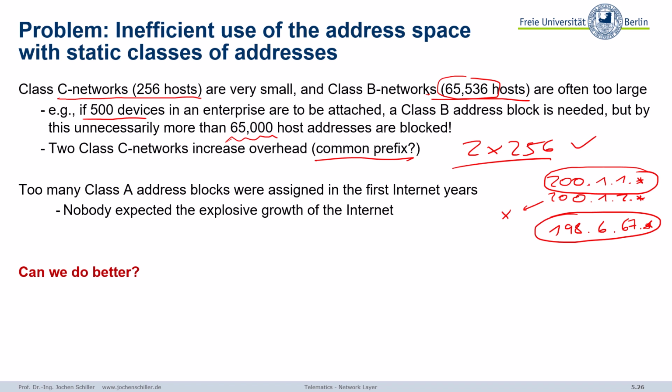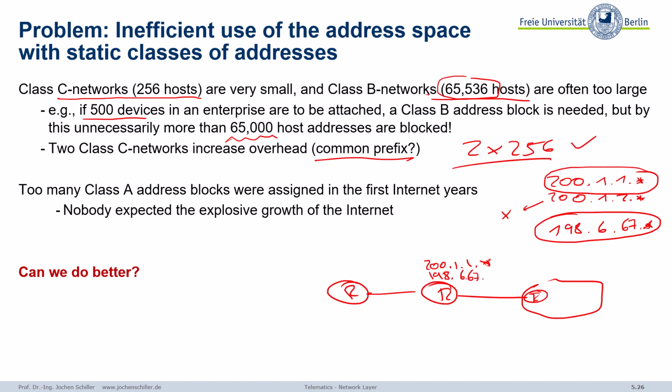Is this a problem? Well, everything works, yes, but think of the idea of aggregation. Can we aggregate those 2 prefixes? No. We have to store both of them in all the routers. Assume you have your company site, here are the routers in the internet connected to your company router, and now suddenly you have these 2 prefixes. The routers here have to store all the 200.1.1.x, but also all the 198.6.67.x, and they all go to the company.